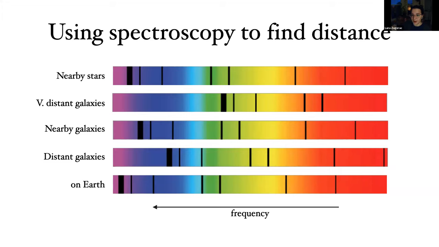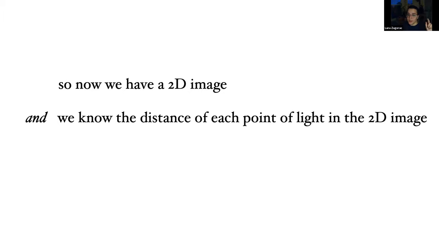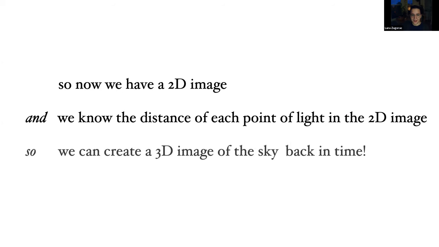So if you're looking from the right, you could be fooled into thinking that one is closer and one is farther. But all in all, that's a demonstration of how an astronomer knows how far something is. So we have this pretty 2D image, and we know the distance to the points in the 2D image because we take these spectra and we do these calculations. So now we have something that looks like a 3D image of the sky, right?